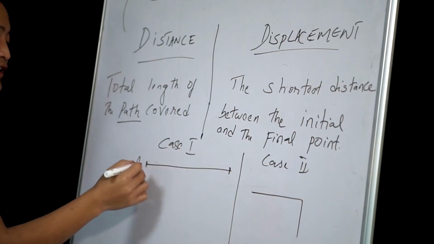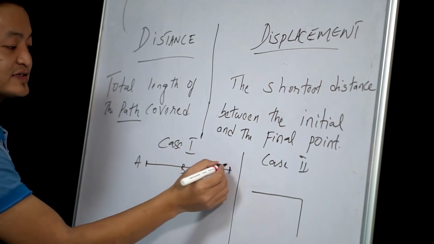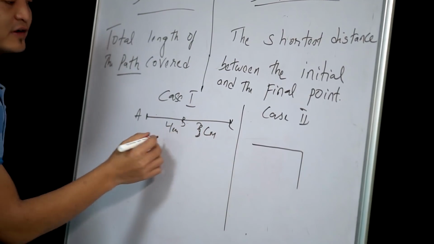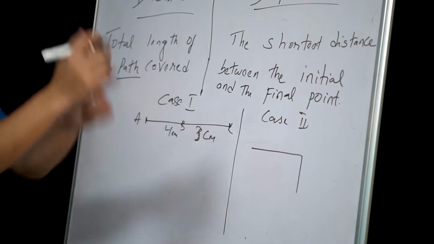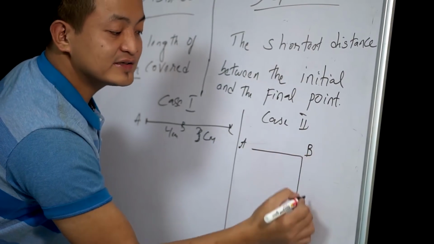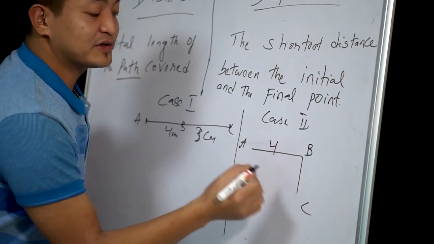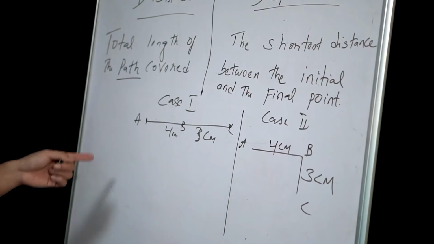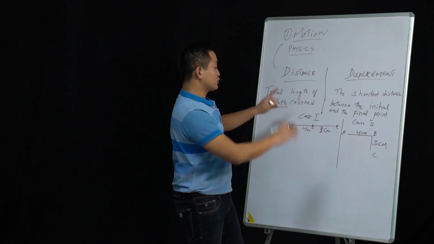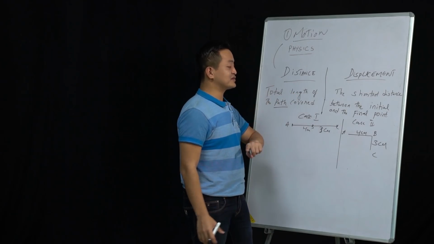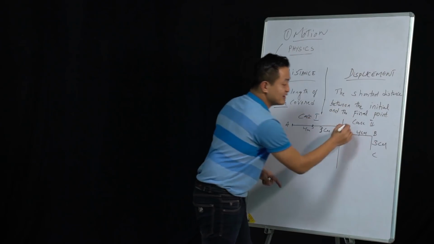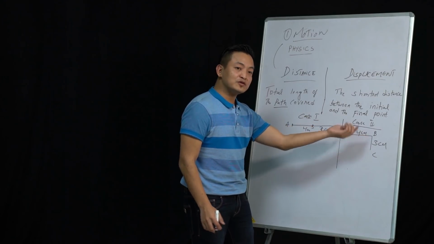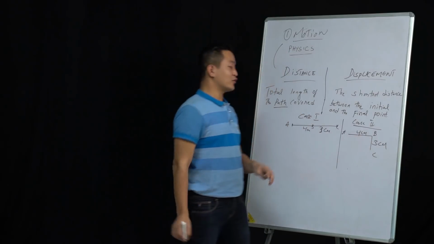So let me say that we have here A, B, and C. This is 4 centimeter, this is 3 centimeter. Same here, it's A, B, C. Here it's 4 centimeter, here is 3 centimeter. So it's the same thing. If we total the distance, everything here, it's 7 centimeter. If we total in the second case, it is 7 centimeter. Nothing different, but here what happens is from B we are taking a turn, or else it's the same.